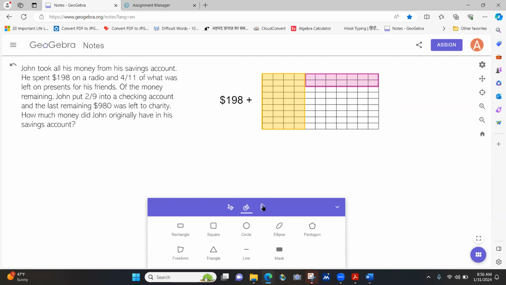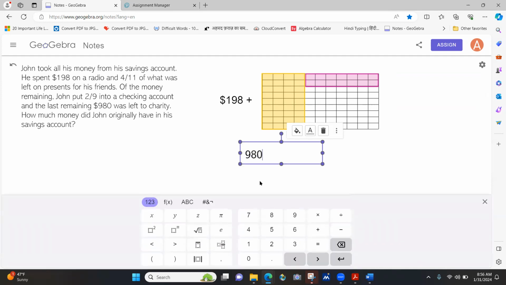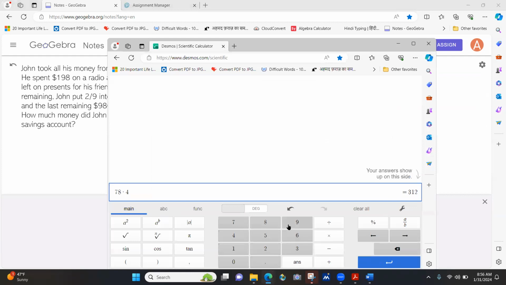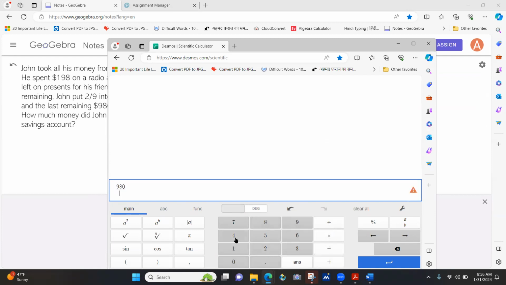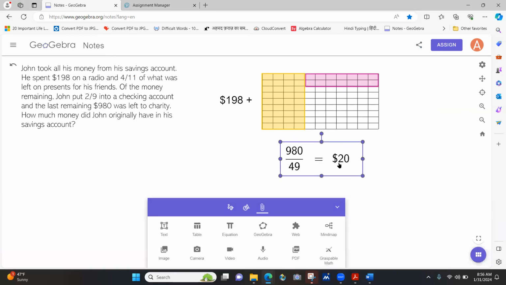So I'm going to take my 980 divided by 49, and I'm going to see what I can get. 980 divided by 49. I get 20. So each little white rectangle represents $20.